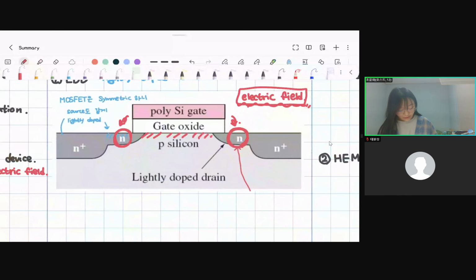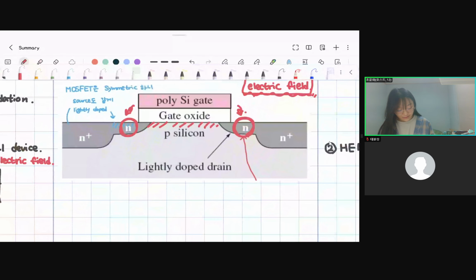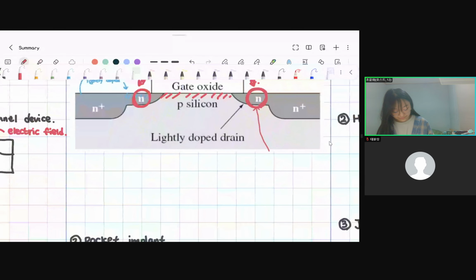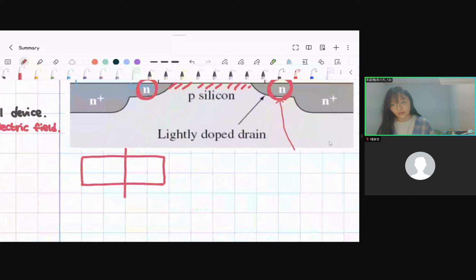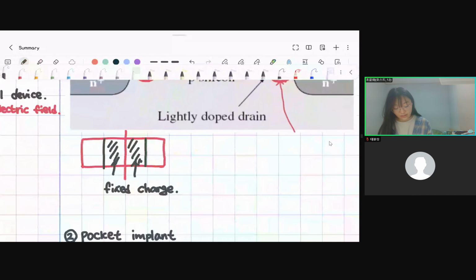So if we dope lightly from here, we learned about the depletion region when we learned about the PN junction. In the depletion region, there is a fixed charge from here, and by the fixed charge, it makes a built-in electric field.